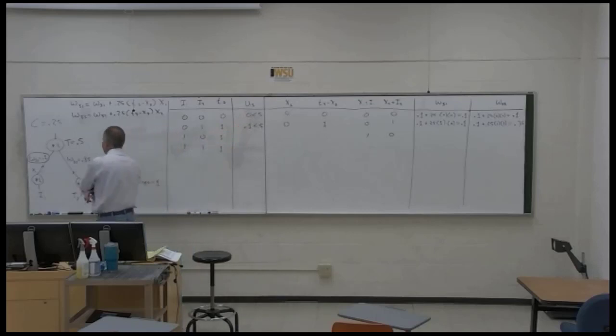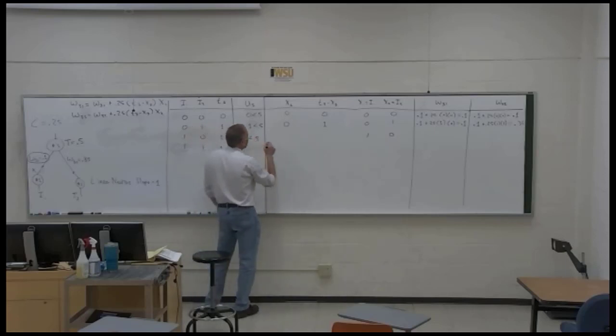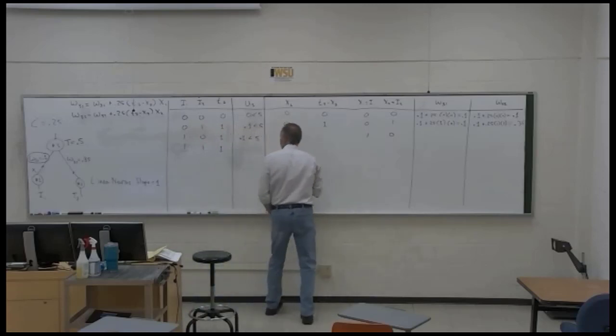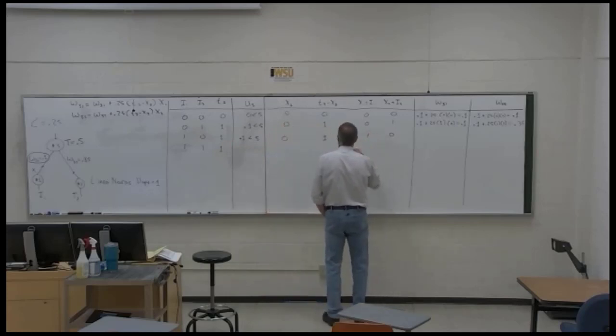All right, so 1 times 0.1 plus 0 times 0.35, we get 0.1. Less than the threshold, that's where we're applying the activation function. And so we get a 0 out. We wanted a 1. We have an error that's 1.